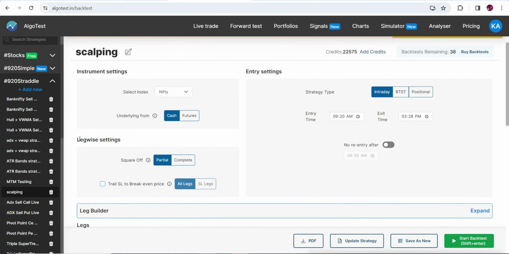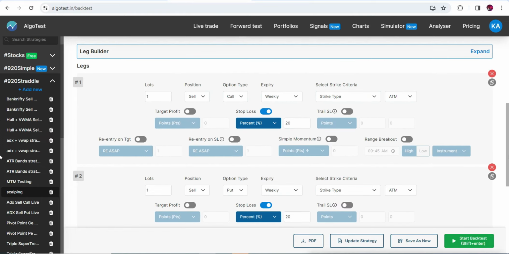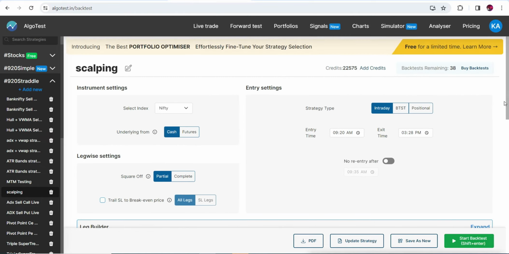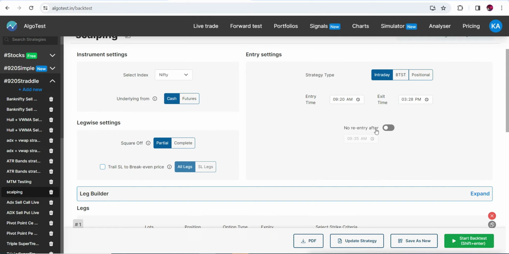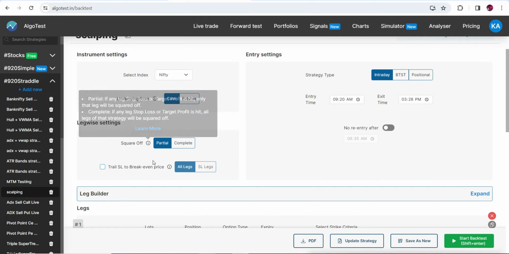Now let's discuss legwise settings. So how does legwise setting work? We have selected Nifty and we are selling the at the money call and the at the money put at 9:20 in the morning, and our stop loss is 20% as you can see, and it will exit the strategy at 3:28. This is the basic strategy on which we are going to use these settings.